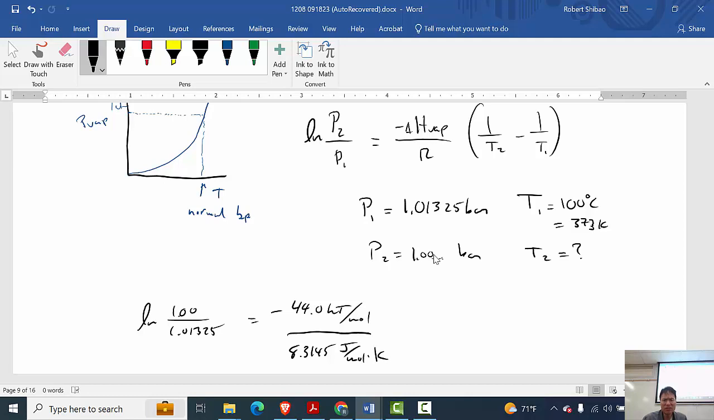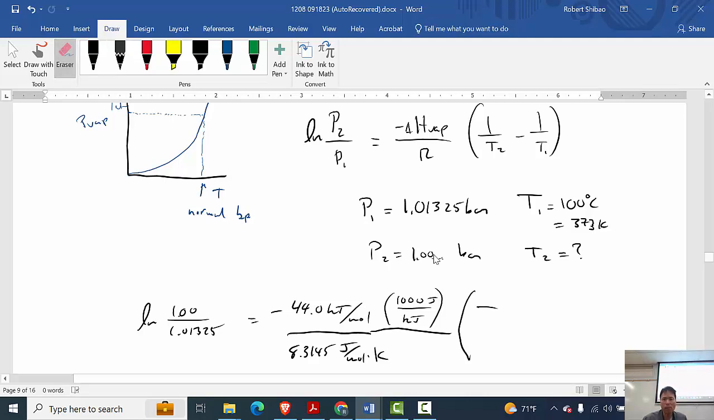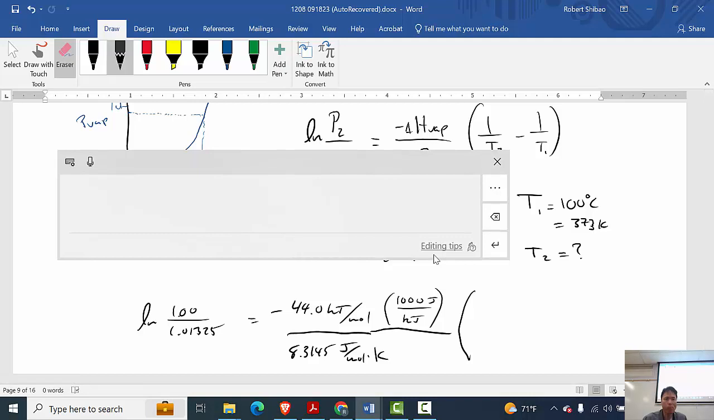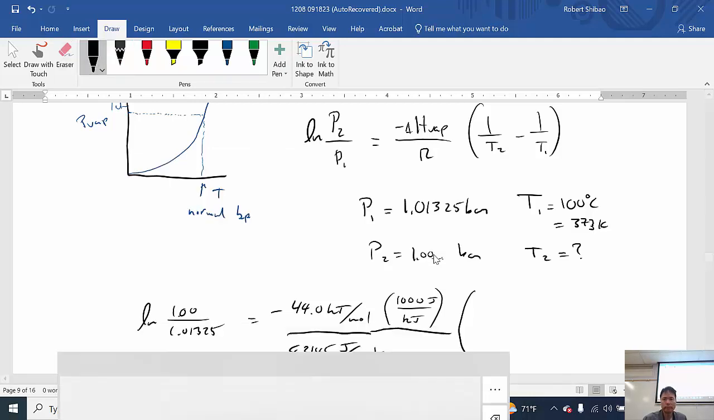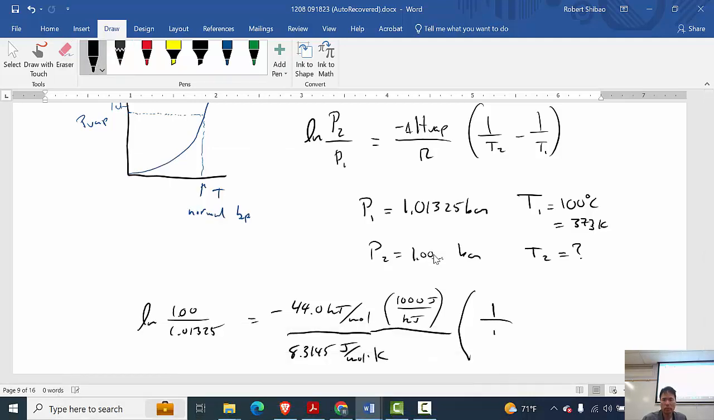And then I'm going to convert kilojoules into joules, so I'll just do 1,000 joules per kilojoule. And then I have 1 over T2 minus 1 over T1. T1 is 373 Kelvin.